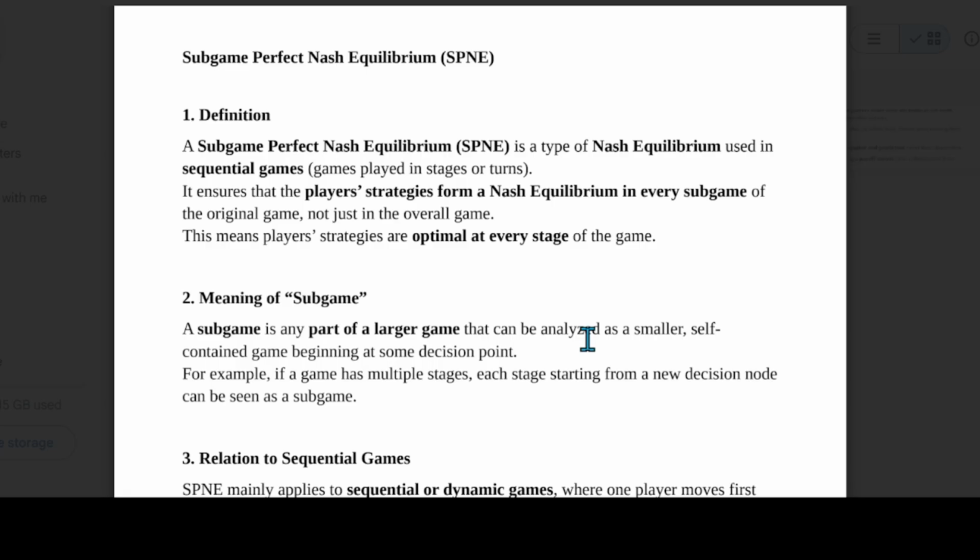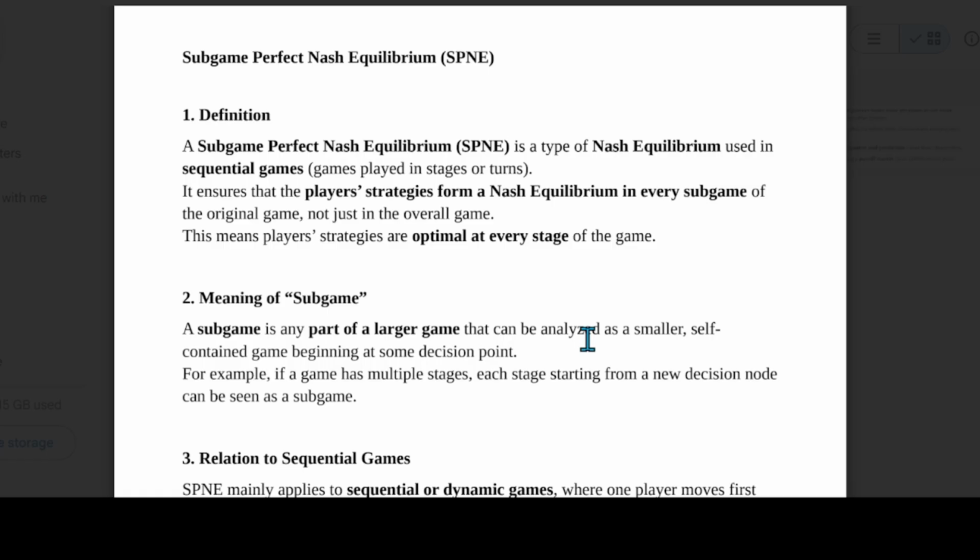For example, I'm gonna make a move, and then the person in front is gonna make a move based on the move that I made. Okay, so that is called a sequential game. So that is what it is used in. It is a type of Nash equilibrium used in sequential games. Then it checks that every move in the game is the best possible move and not just the final result.